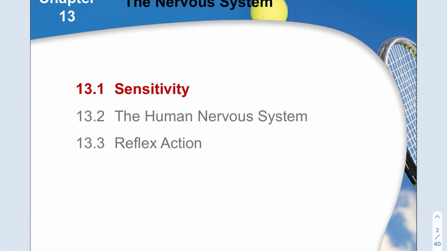To start off with, we'll be talking about sensitivity, followed by the different structures of the human nervous system, and finally in your examinations you are required to outline the pathway of examples of reflex action.